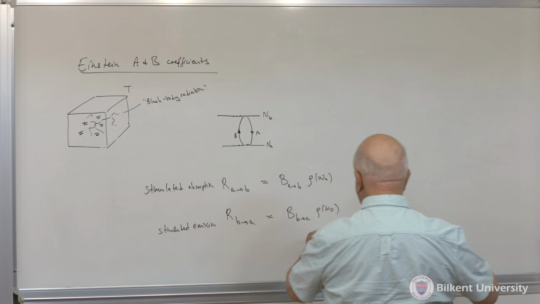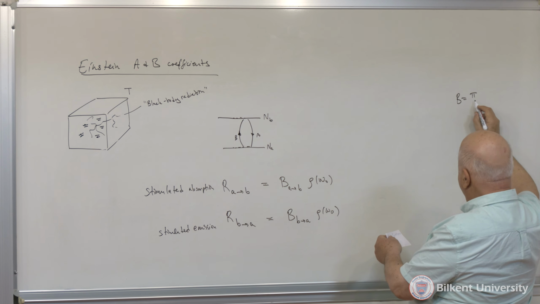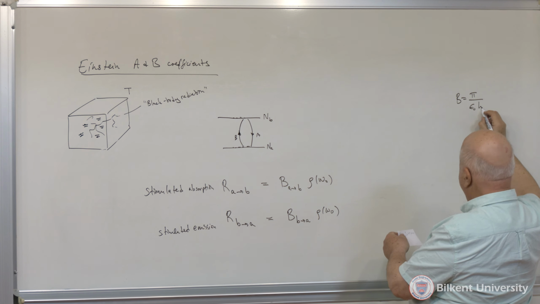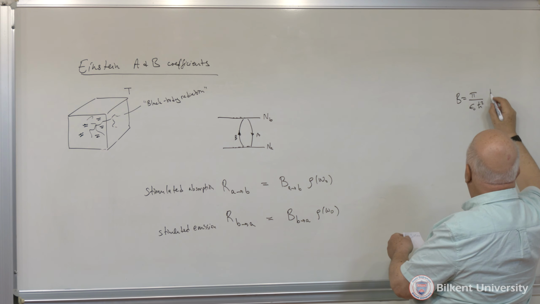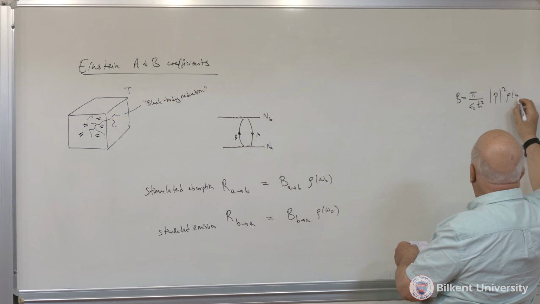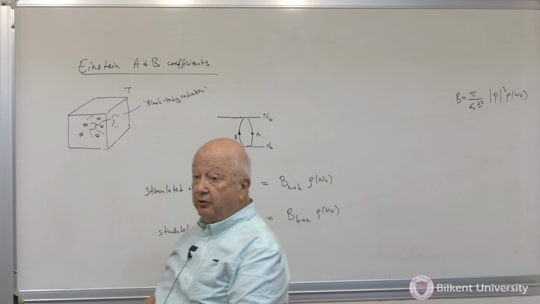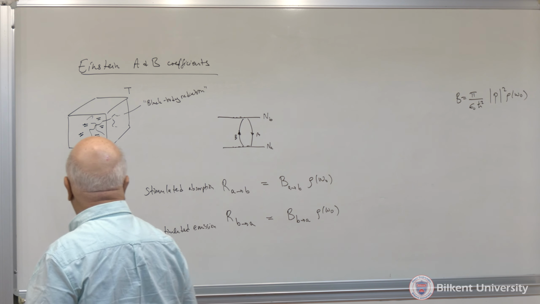So our B that we found is equal to pi epsilon 0 h bar squared. Okay, this p squared that you have to calculate, rho omega 0. Okay, so this is our B that we had calculated earlier.